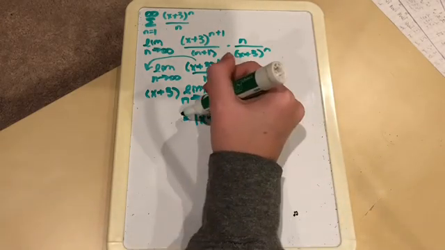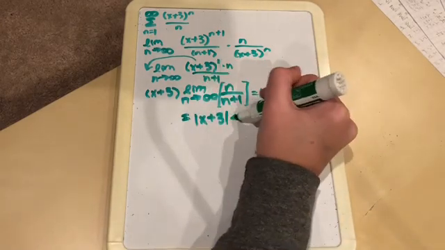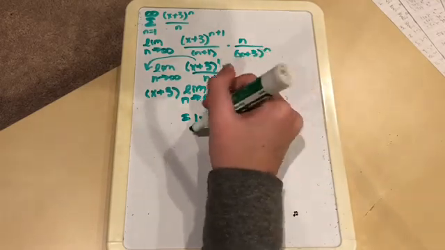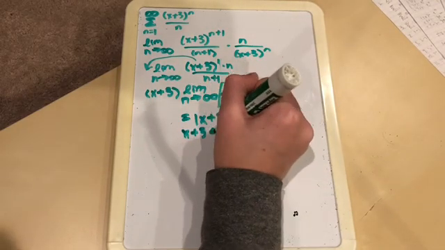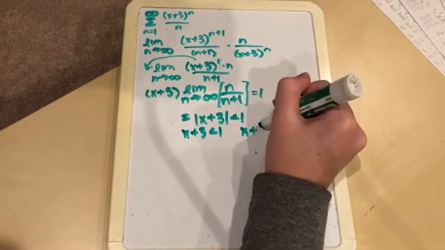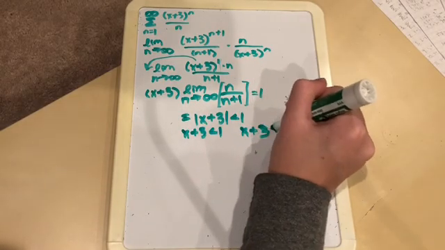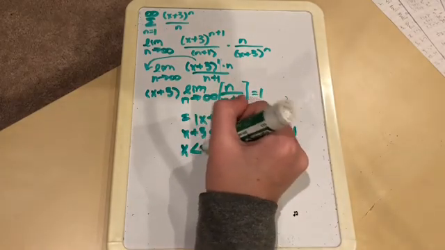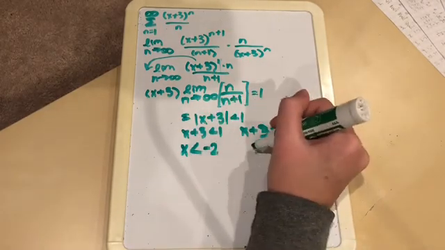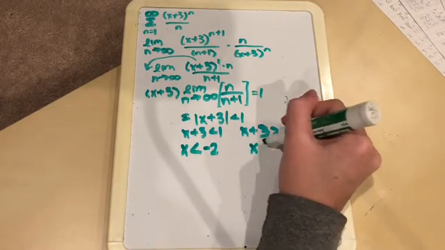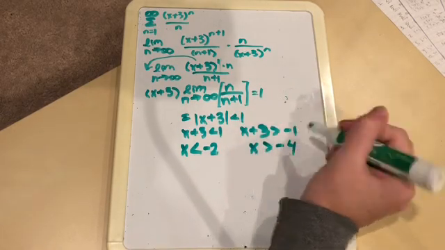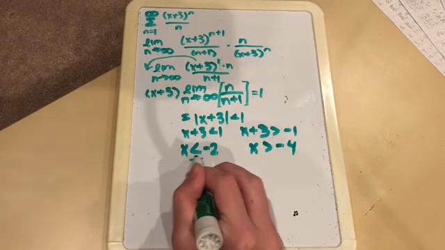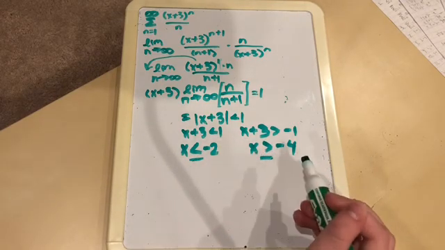And so you find when the absolute value of x+3 is less than 1, which means that x+3 is less than 1 and x+3 is greater than negative 1. And then you get that x is less than negative 2 and x is greater than negative 4. So from here we need to determine whether these endpoints are included in the interval or not.